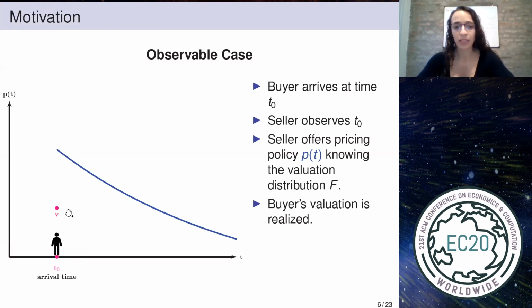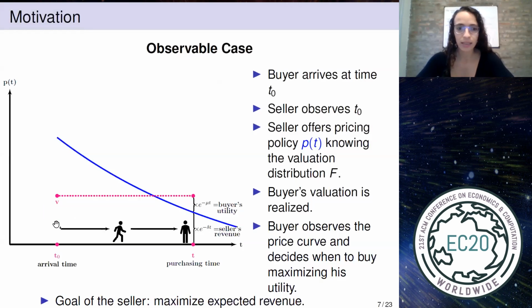After that, the buyer's valuation is realized. He observes the prices and he decides when to buy, maximizing his utility. On the other hand, the goal of the seller is to maximize the expected revenue. So the main feature of this problem is that the seller can observe the arrival of the buyer and then fix the price curve for the rest of the horizon.